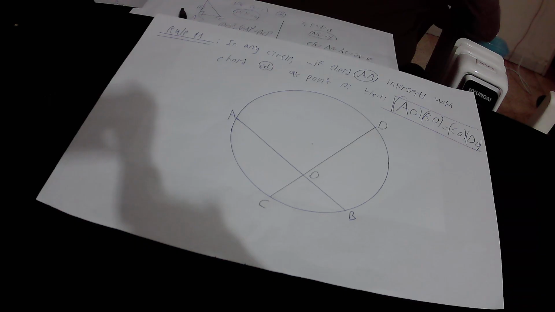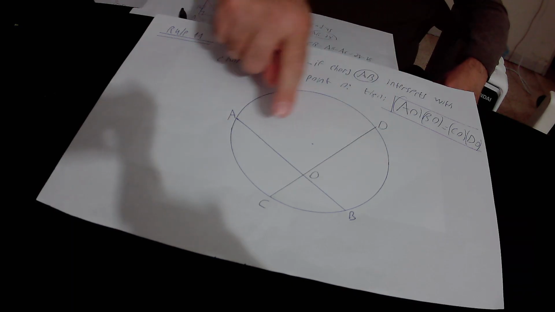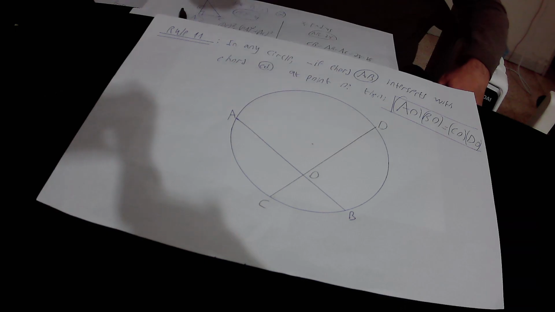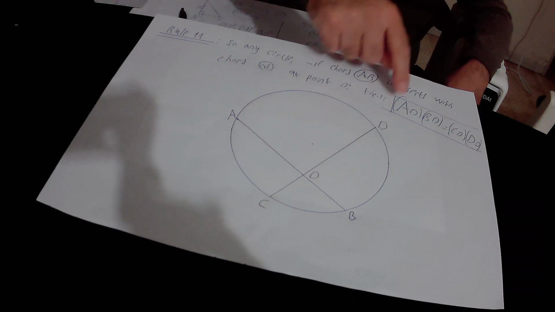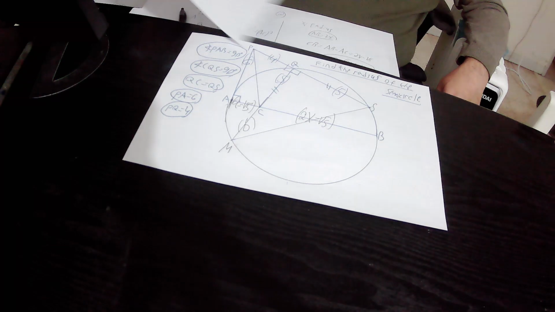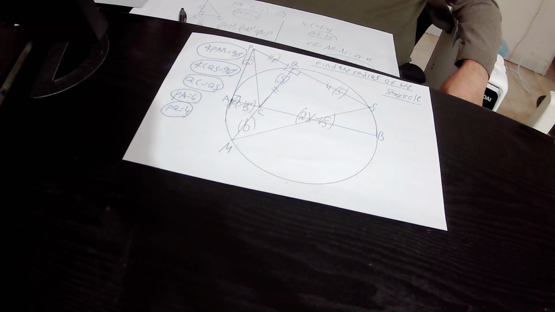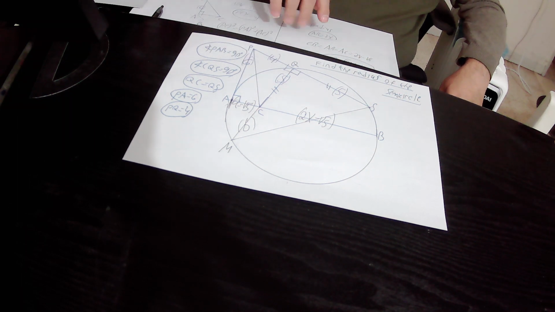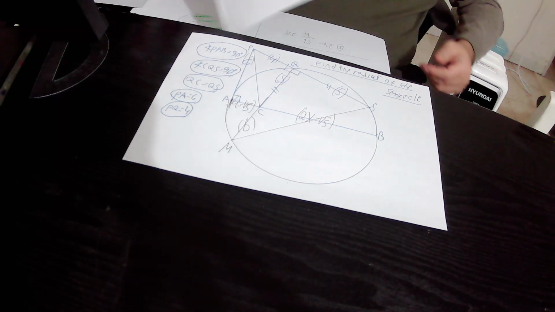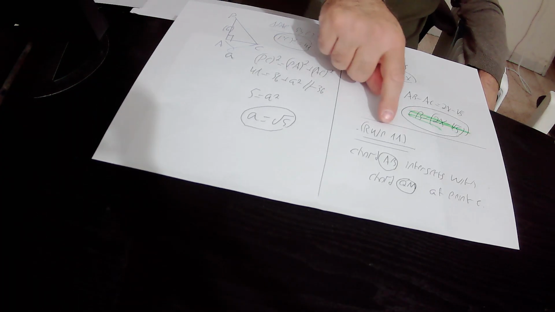Rule number 11 talks about two chords that intersect with each other inside the circle. So here, if chord AB intersects with chord CD at point O, then the following equation is true: AO times OB equals CO times OD. We can implement rule number 11 in our drawing. Why? Because in our drawing we have chord AB that intersects with chord QM at point C.